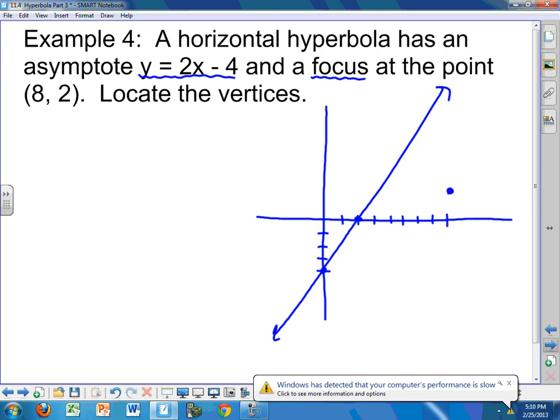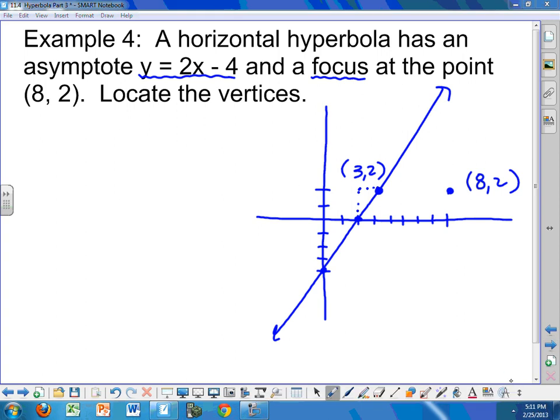Now this is kind of interesting because if I go with a slope of 2, I'm going to be right here at the point. I think I've located a point 3, comma 2, and this is the point 8, comma 2. And that gives me some good information. So let's see what that tells us.